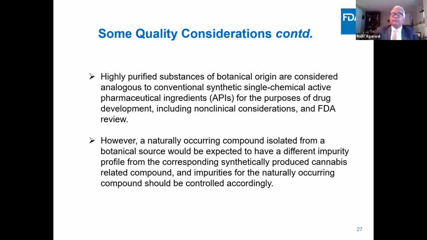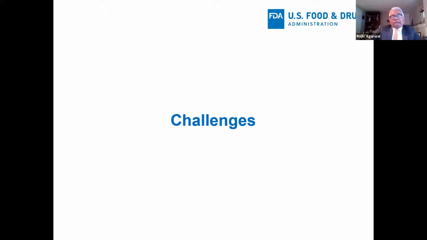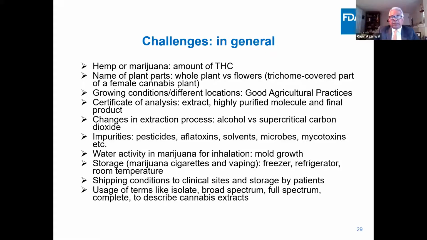So that gets more complicated as we review the quality of a product coming from the highly purified molecule or from the synthetic molecule. So what challenges will FDA chemists have on a day-to-day basis when we review a botanical application, very specific to cannabis? This is the slide that I prepared that will give you an idea of what to look for. And I mentioned that one in brief in the presentation already.